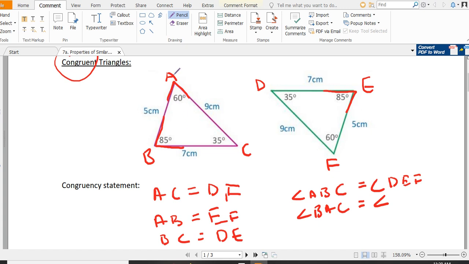And then angle BAC is the same as angle EFD, and not DEF. Minor detail, because if I put DFE, that means I'm going from 35 to 85. But here I went from angle BAC, that means I'm going from the 85 to the 35.